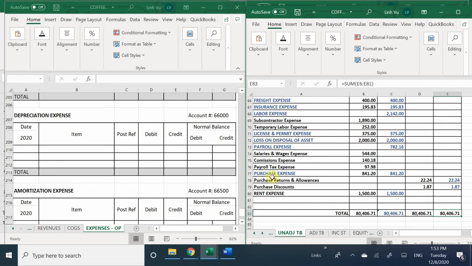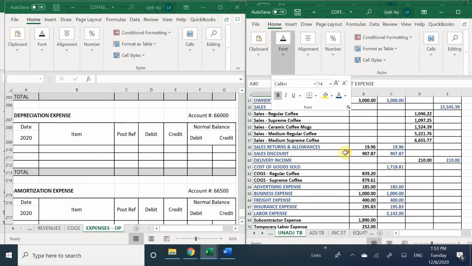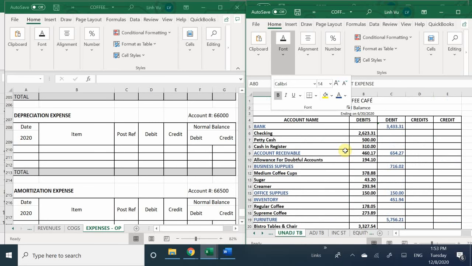So here we've completed our entire unadjusted trial balance, and we did it by using the main accounts. Now, these main accounts again are going to be what's going to make it so much easier to fill the rest of your statements out, okay? Especially when you're transferring over to the adjusted trial balance, okay? So go ahead and save this. Okay, so save.